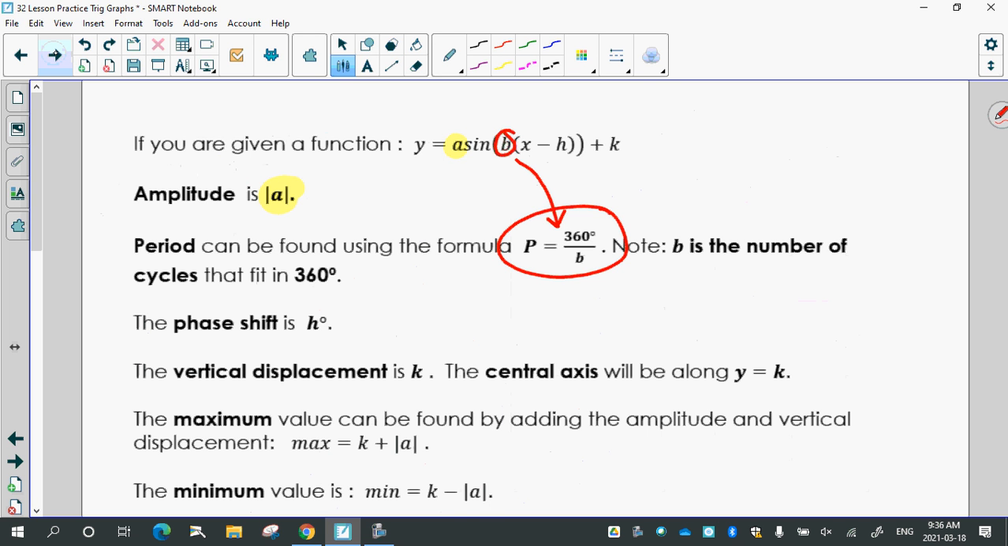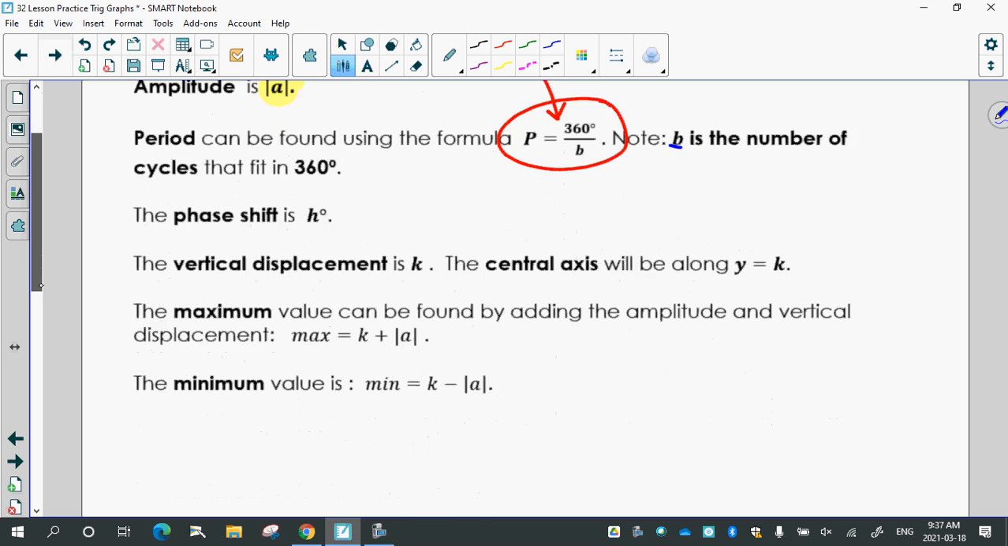And also B has another meaning. It's the number of cycles that fit into 360. So if B is 3, 3 cycles can fit into 360 degrees. If B was 2, 2 cycles can fit in 360 degrees. If B was a half, only a half of a cycle can fit in 360 degrees. The phase shift is h degrees. The vertical displacement is k, and the central axis is always moved there. We've already talked about that.